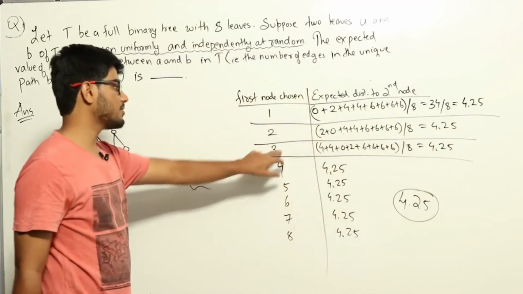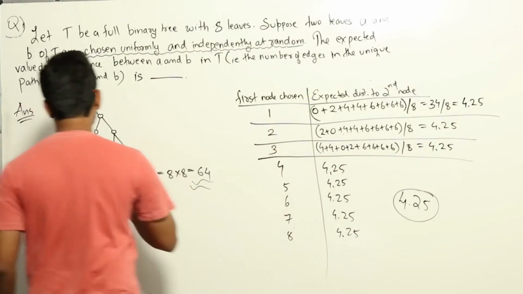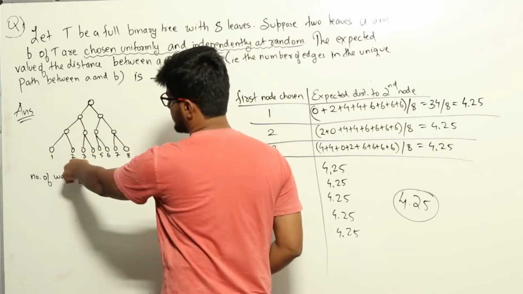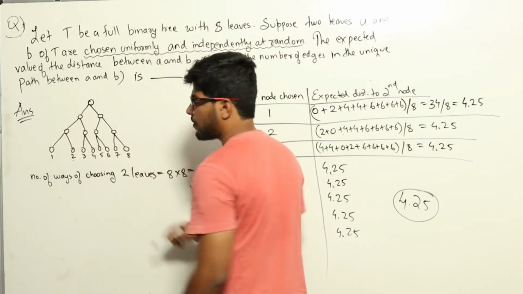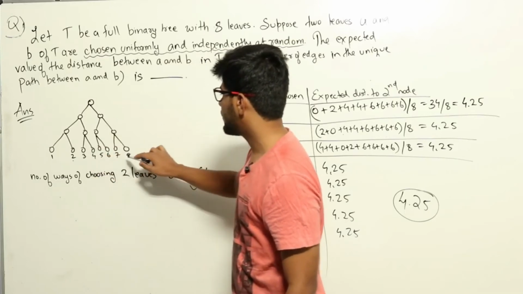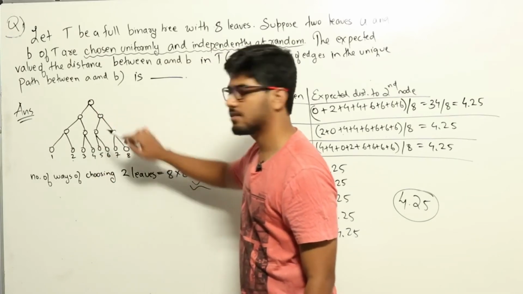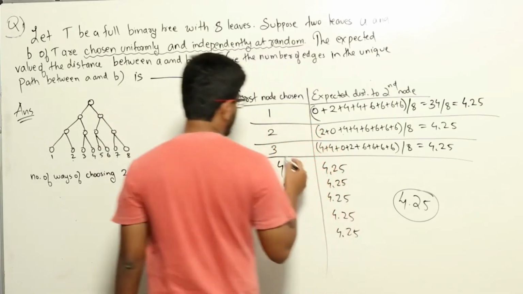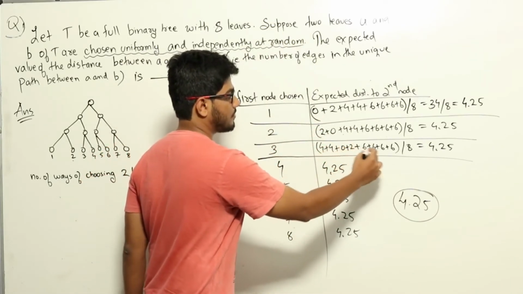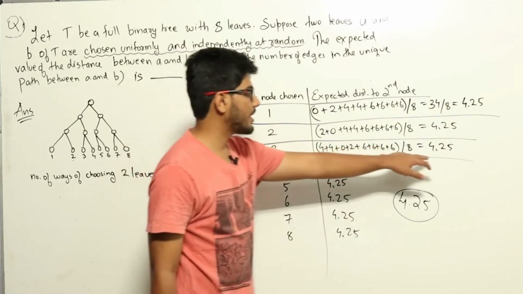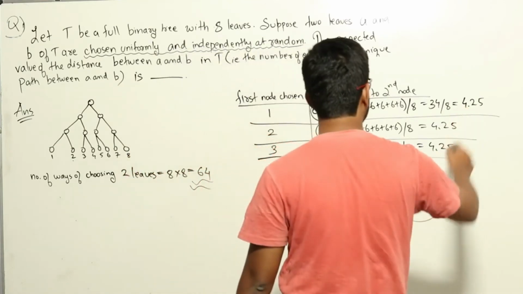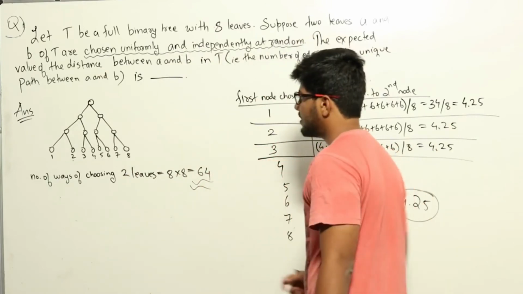Now if the first node chosen is 3, again from 3 to 1 the distance is 4, 3 to 2 also the distance is 4, 3 to 3 the distance is 0, 3 to 4 the distance is 2, and from 3 to 5, 6, 7 and 8 the distance will be 6, just like we got previously. So again we are getting the same expression, that is 4 plus 4 plus 0 plus 2 plus 4 times 6, that is 34 by 8, again 4.25. So as you can see, a pattern is forming here. We are getting the same value for whatever we write.